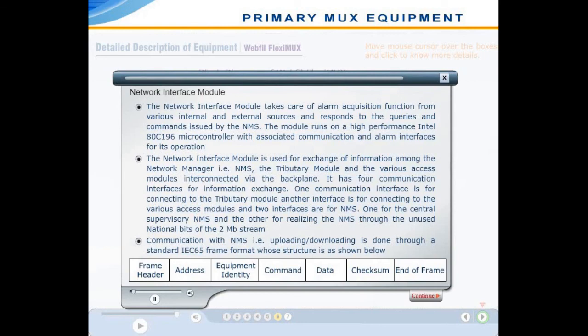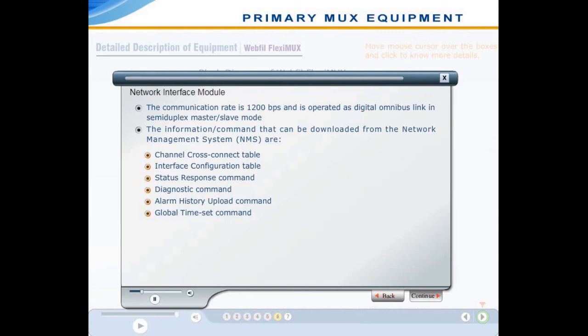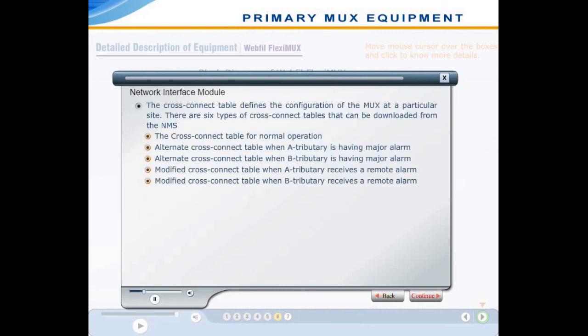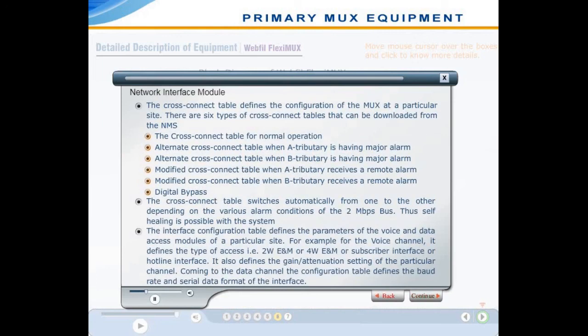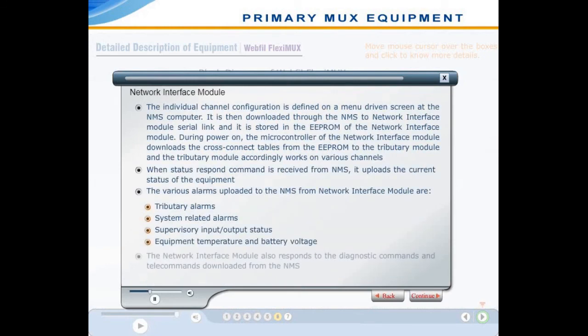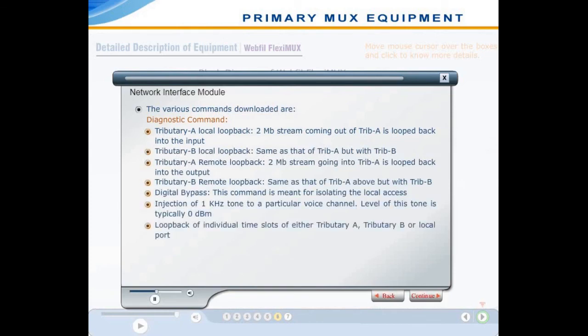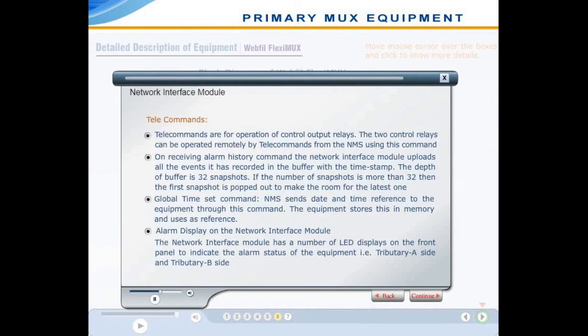Details of network interface module is shown on screen.